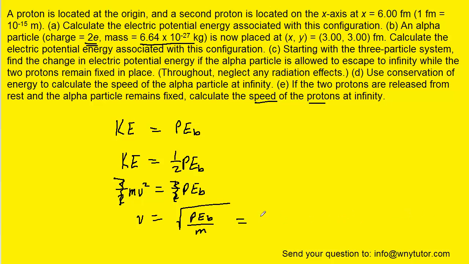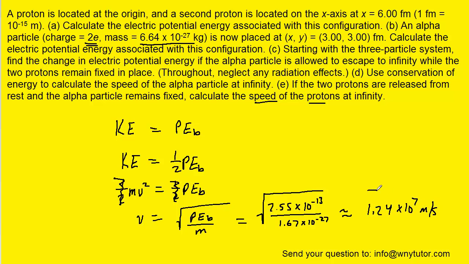Again, the potential energy at B was 2.55 times 10 to the minus 13th, and then the mass would be the mass of a proton, which is approximately 1.67 times 10 to the minus 27th kilograms. And we get a speed of approximately 1.24 times 10 to the 7th meters per second. So that would be the speed of each proton in part E of the question.